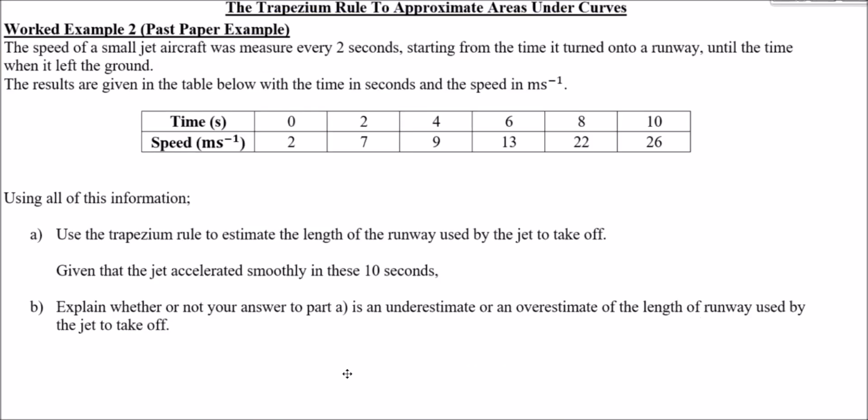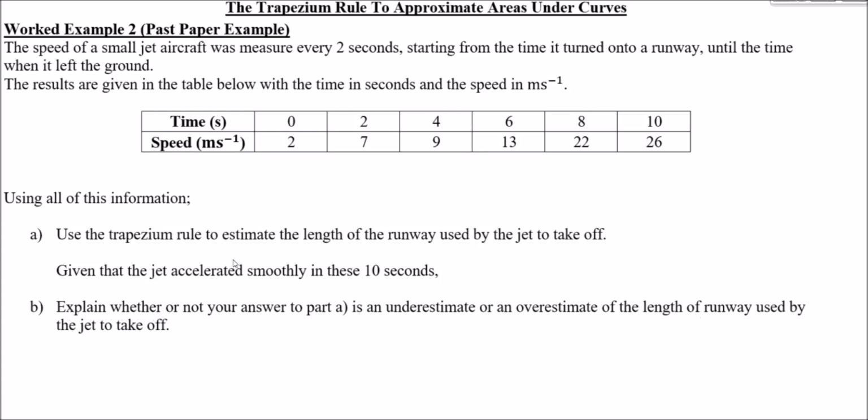Worked example 2, this one's just been taken from a sample paper actually. So this time, we've got the speed of a small jet aircraft. It was measured every 2 seconds, starting from the time it turned onto a runway until the time when it left the ground. The results are given in the table below, with the time in seconds and the speed in meters per second. So using all of this information, first off for part A, use the trapezium rule to estimate the length of the runway used by the jet to take off.